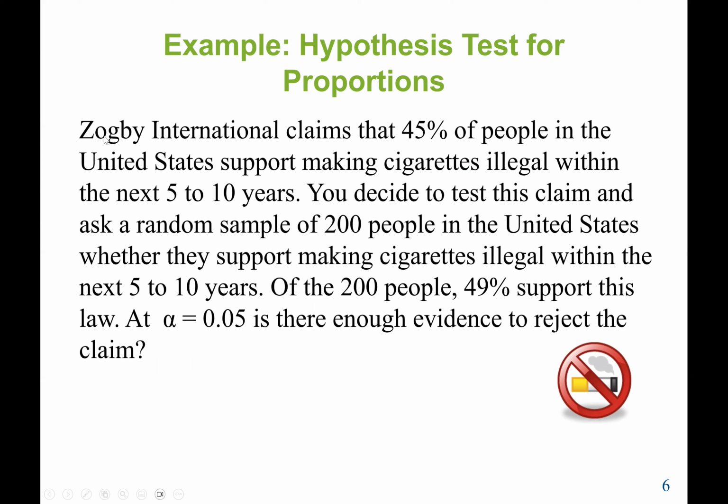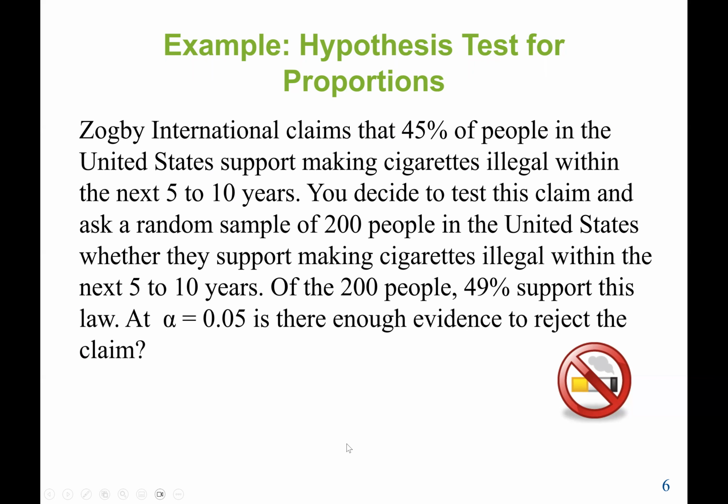Now let's see an example here. Zogby International claims that 45% of people in the United States support making cigarettes illegal within the next 5 to 10 years. You decided to test this claim and ask a random sample of 200 people in the United States whether they support making cigarettes illegal within the next 5 to 10 years. Of the 200 people, 49% support this law, and at alpha equal to 0.05, is there enough evidence to reject this claim?